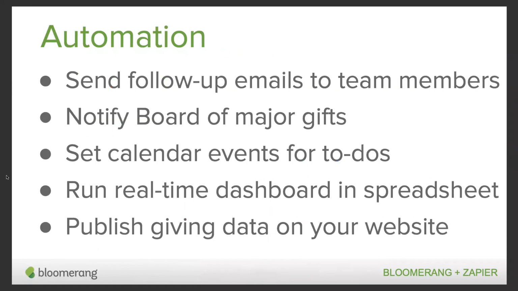When we think about automation, we think about apps, but we also think about use cases. While we may want to integrate PayPal or Eventbrite or QuickBooks Online, we may also think about other automations that may not be app specific. For example, with Zapier, we can do a number of additional use cases, things like sending follow-up emails to team members, notifying board members of major gifts, setting calendar events for to-dos, or running real-time dashboards in a spreadsheet. You could even publish giving data live on your website using Zapier.